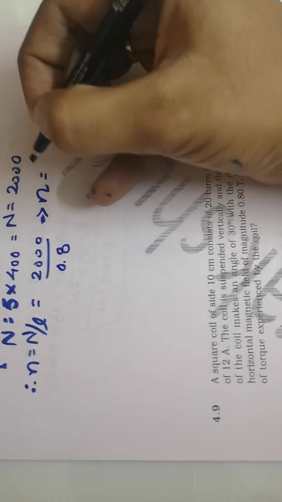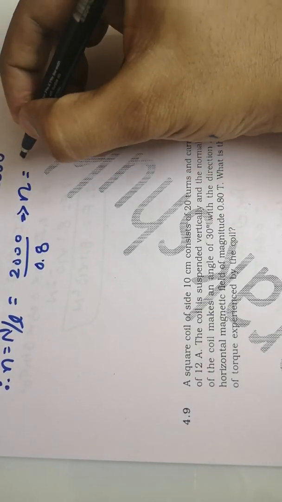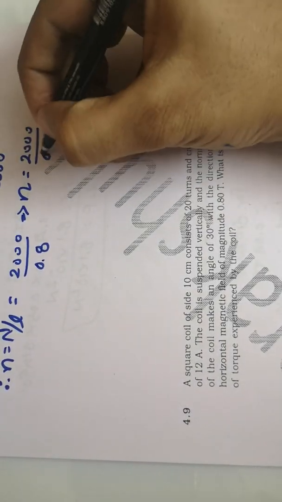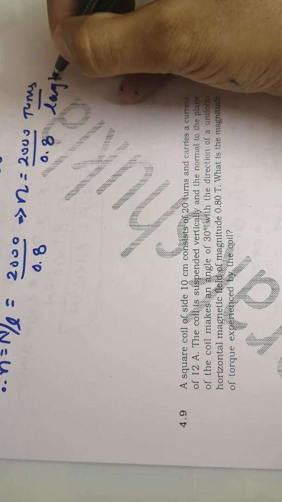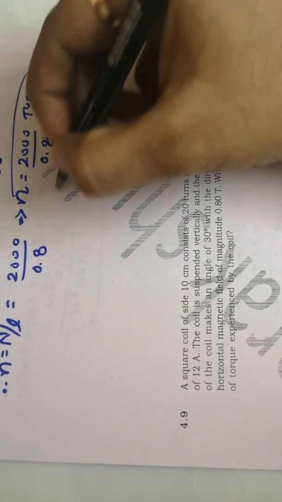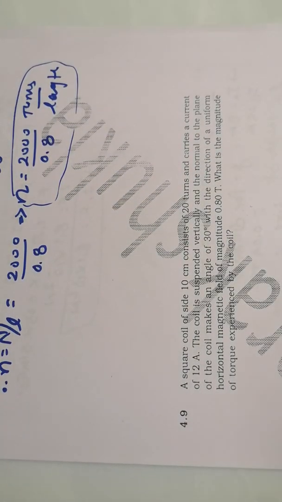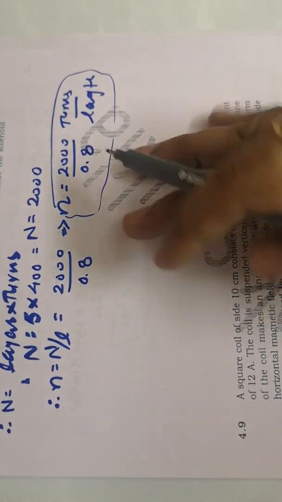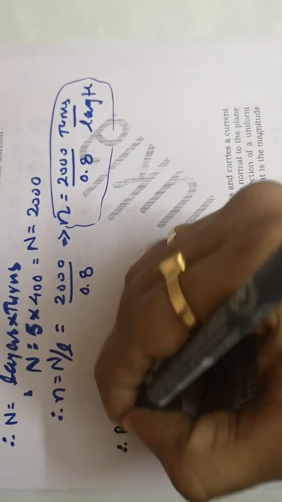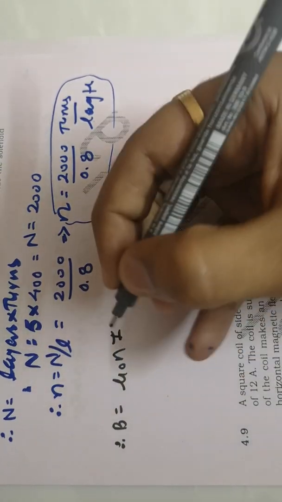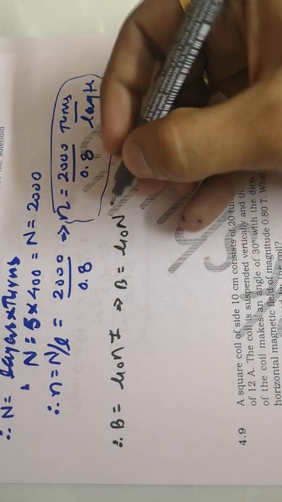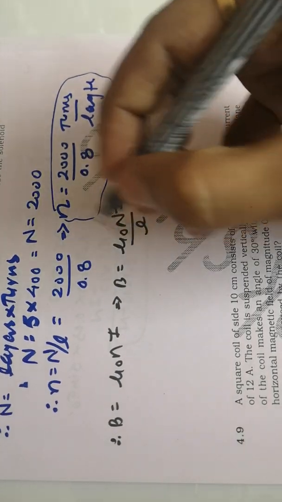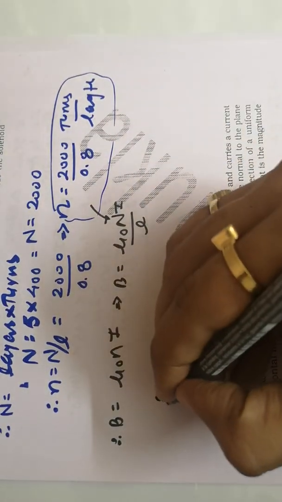So my number of turns per length is equal to 2000 divided by 0.8. You can just use that per meter, called meter inverse. This is the very primitive conversion I have placed to find small n. My diameter is given, but it is of no need, so I'm just using the formula B is equal to mu 0 N I divided by L, where I have this value directly available to me.